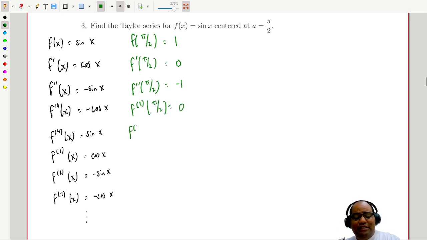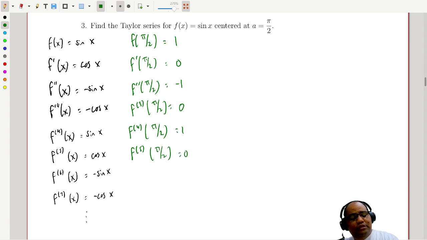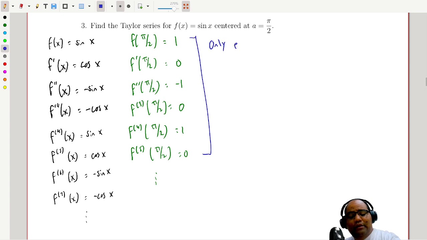And so you're going to see this interesting thing happen here. Only the even numbered terms contribute anything to the sum here, as all the odd numbered derivatives give us a 0. So that's pretty powerful, okay? So let's make a note here: only even numbered terms contribute. So only the even numbered terms contribute to the sum.